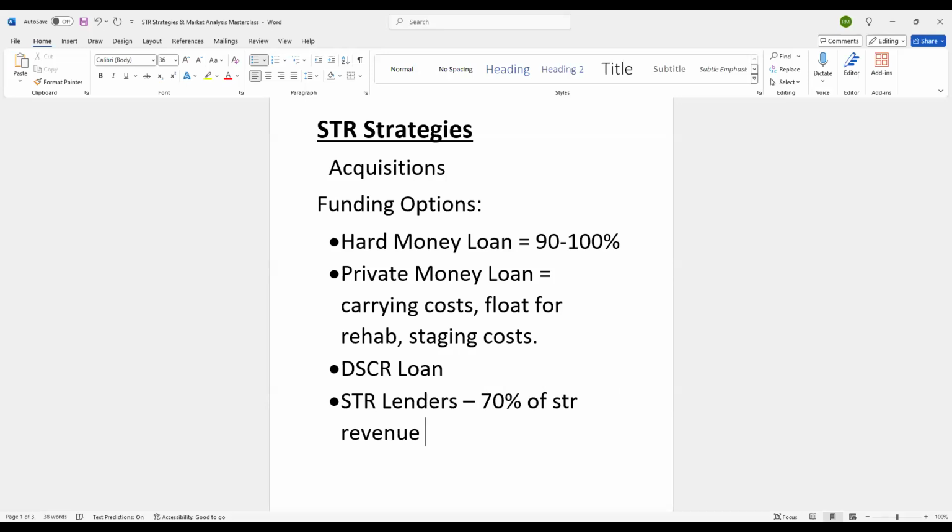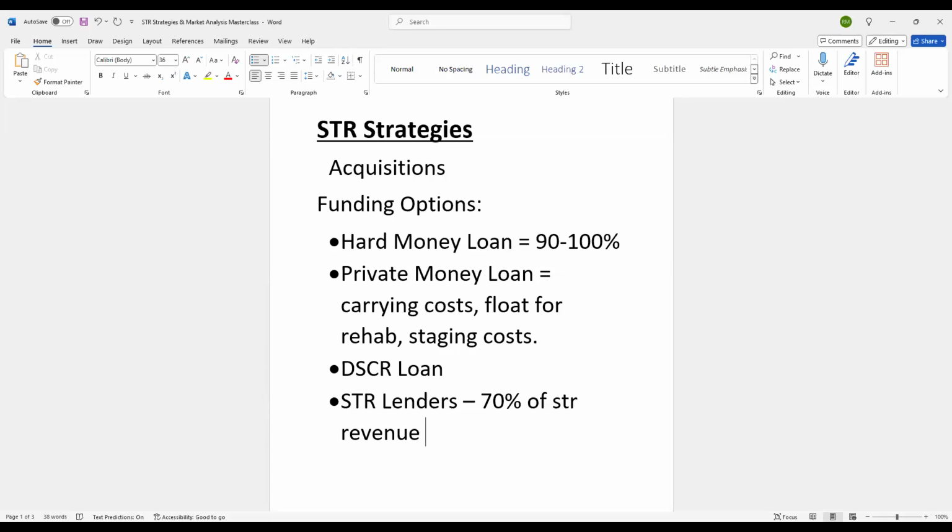So you can either buy the property retail right out of the gate and do it with a short-term rental lender, or you can do it with a DSCR loan instead of doing the hard money loan. What that does is it gets you right away into a 30-year or 15-year loan, and you can be off to the races generating your short-term rental revenue.